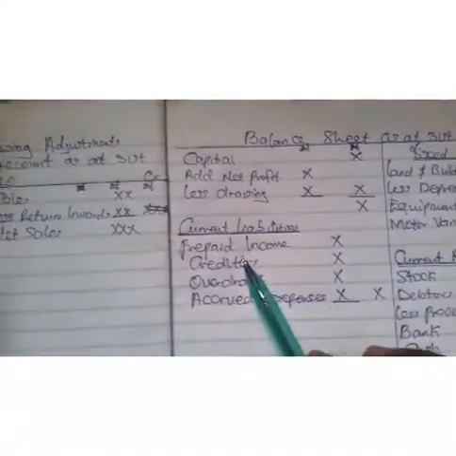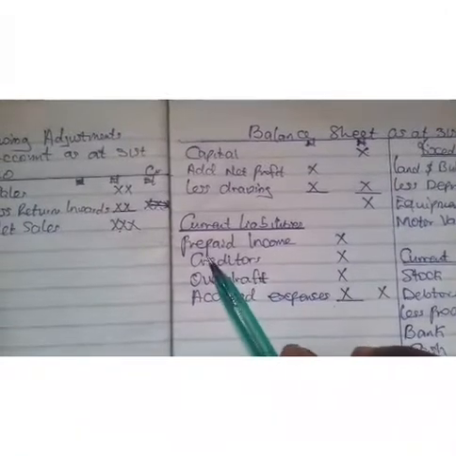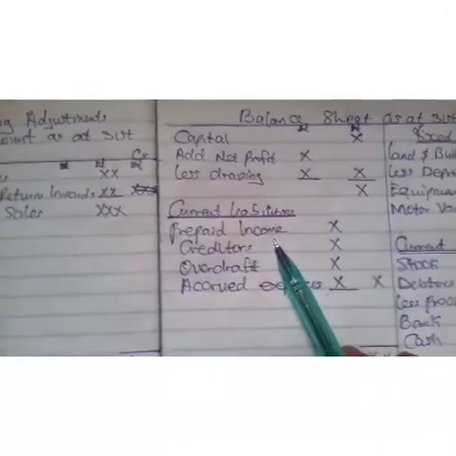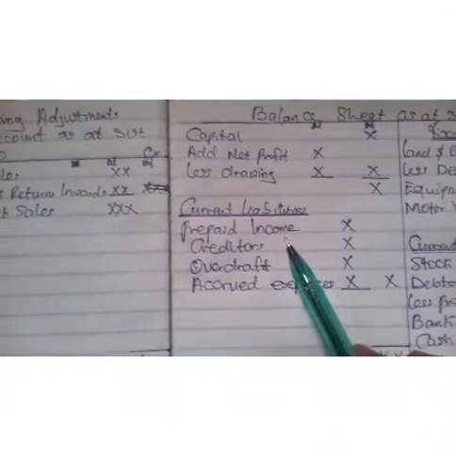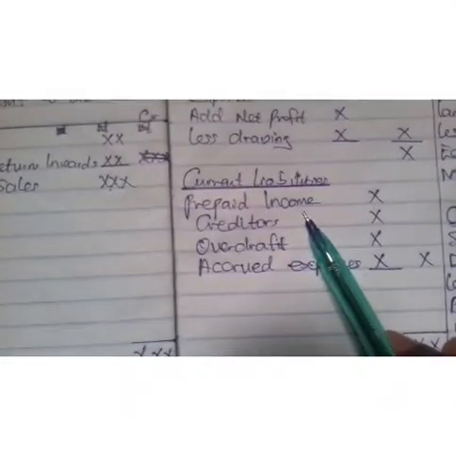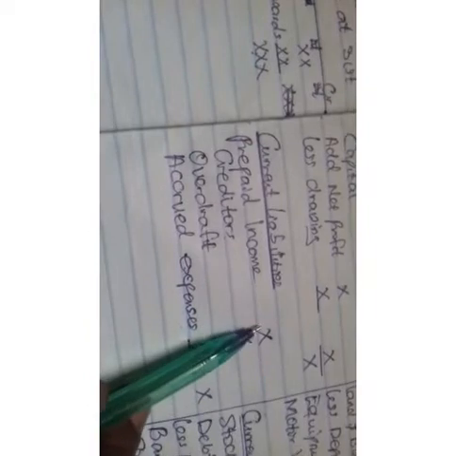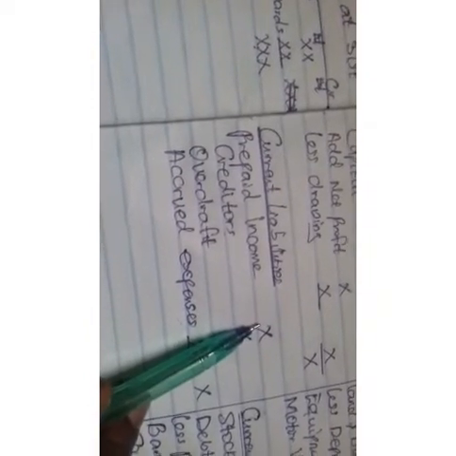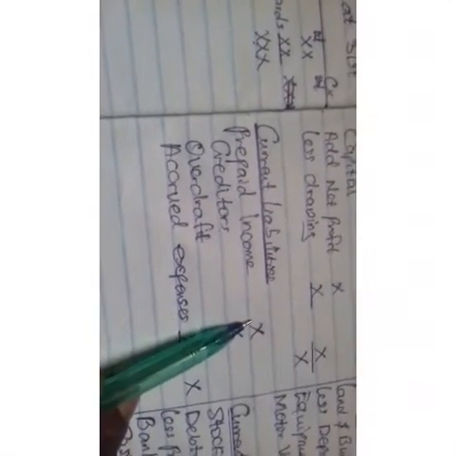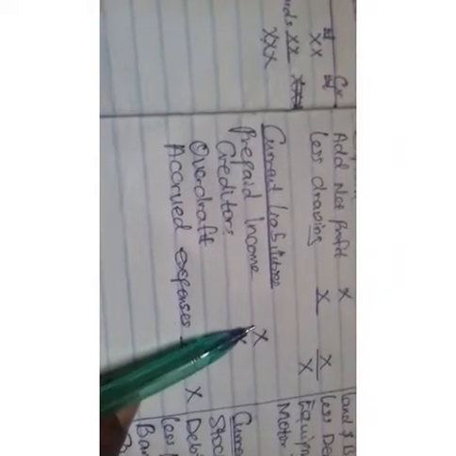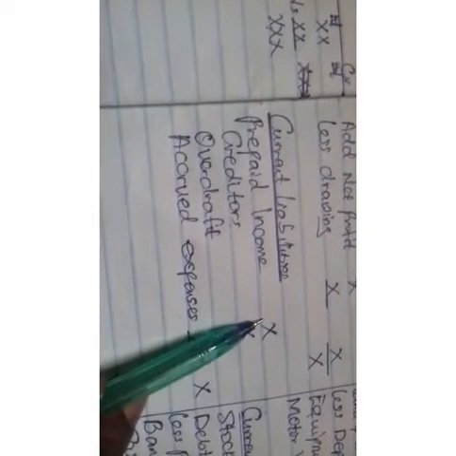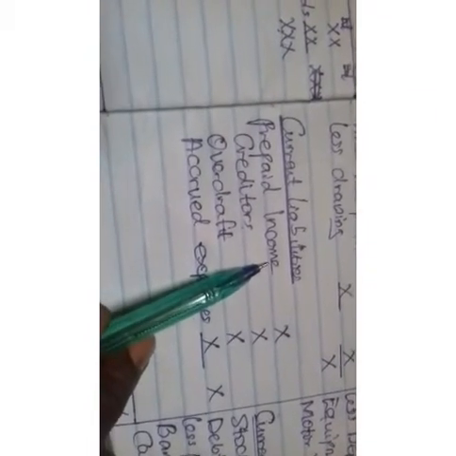Current liabilities. These are prepaid income. They are a liability. I'm talking of prepaid income. That is, these are the money that you have received, but you have not rendered the service. If maybe one of your customers wants to buy goods from you, maybe the person is not around, and just pays the money in advance. You have received the money in advance.